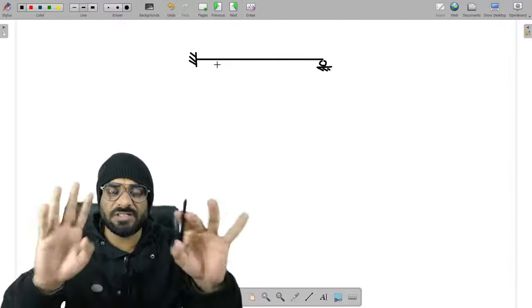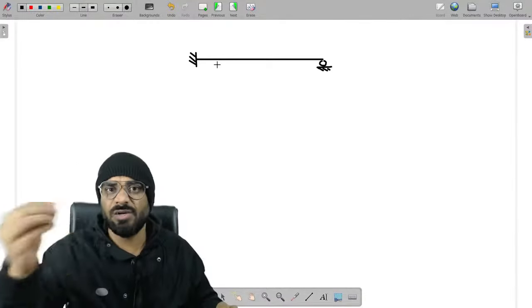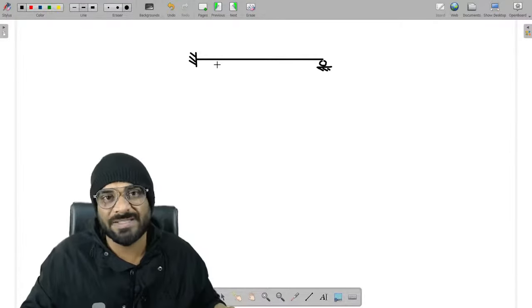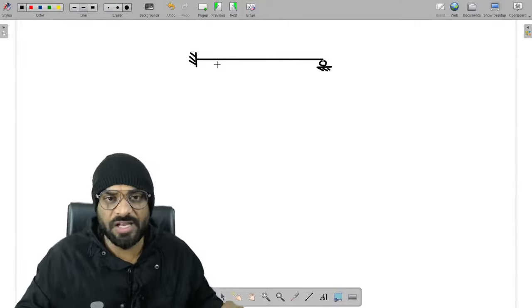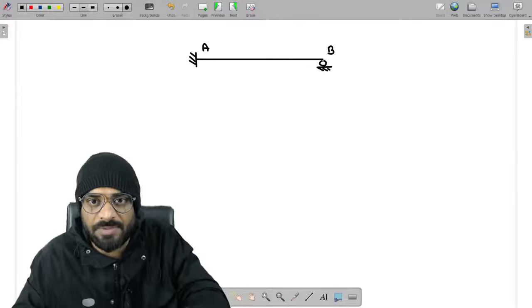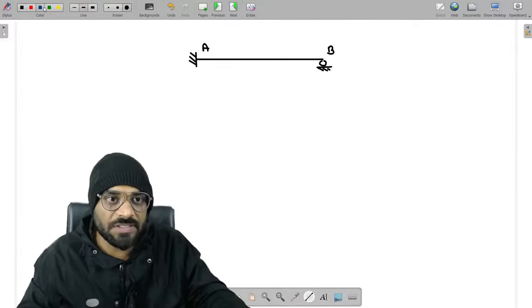This is the structure which is given to us, and let us consider that a general loading is there, that means an inclined load is there. This is A, this is B. Please let me know what is the value of ds. Tell me quickly, guys. What is the value of ds?